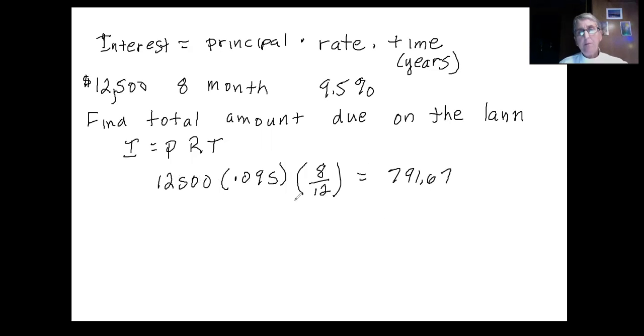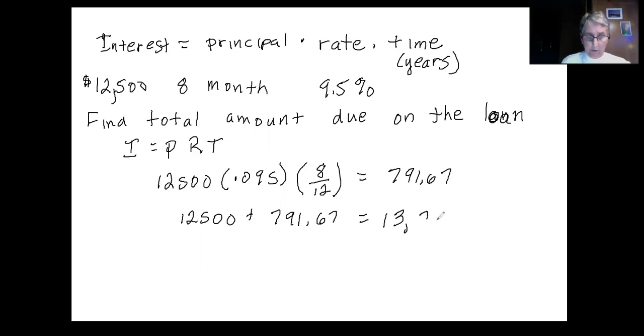791.67. But remember, the question was, what's the total amount due on the loan? So that would be the initial principal that I borrowed, plus my interest. And that would give me a total then of $13,291.67. So hopefully this will help you get through what you need to get through in the quiz.